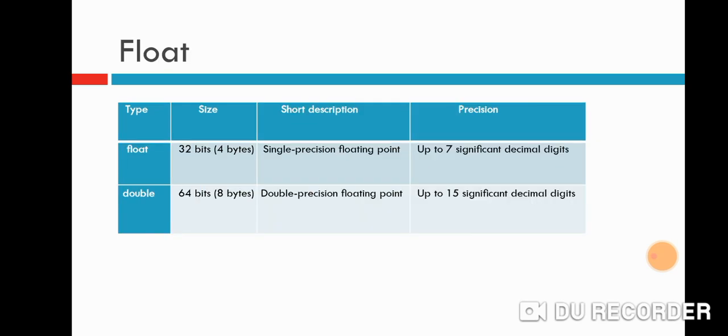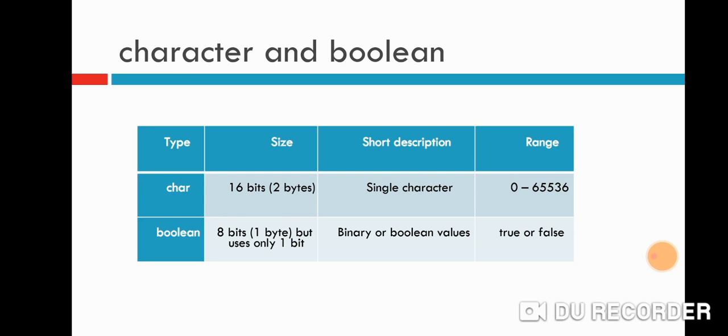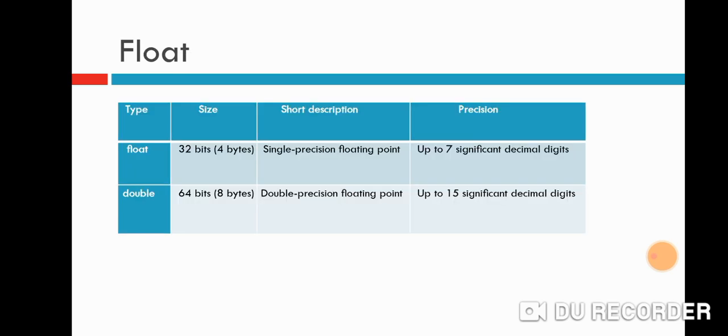Now let's see what is float. We know that integer data types can store only whole numbers, so they cannot be used to store decimal values. Thus the floating point data types are used to store fractional numbers, that is your decimal values. The floating point data types can be further divided into float and double. The double data type takes 64 bits and has a precision of 15 significant decimal digits, and the float data type is 32 bits and has a precision of 7 significant decimal digits.